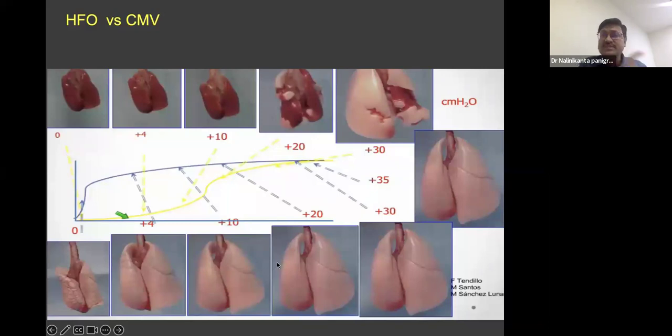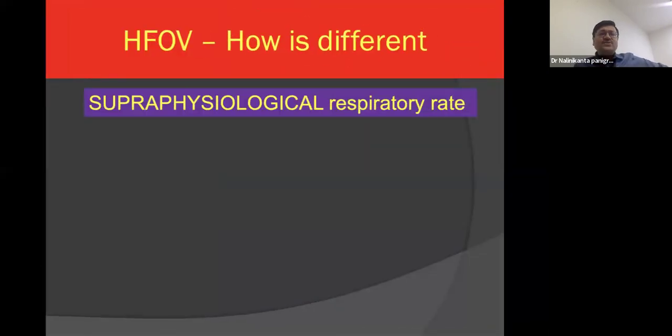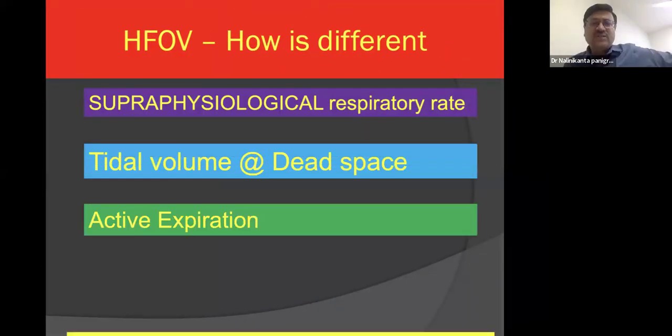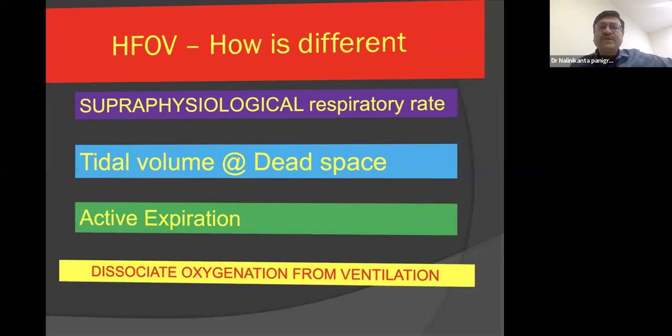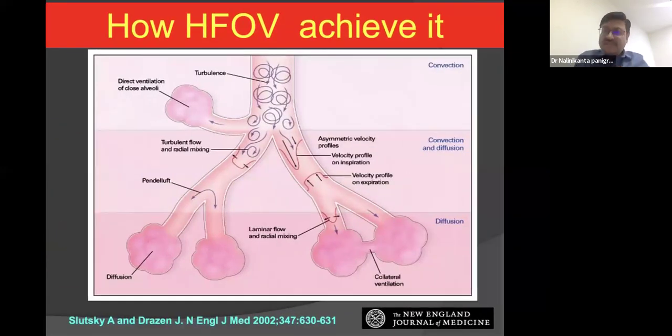So the key in HFO is not the settings, but to choose them in such a way that we recruit the lungs well. By X-ray, you can see 6 to 8 rib spaces above the diaphragm. After achieving that, we can live with less injury, less tidal volume, and we can ventilate better. That's the key principle of HFO. All the 4 points I have already spoken about here. I'll move to how the gas exchange happens in HFO and how it is different from the conventional ventilator.